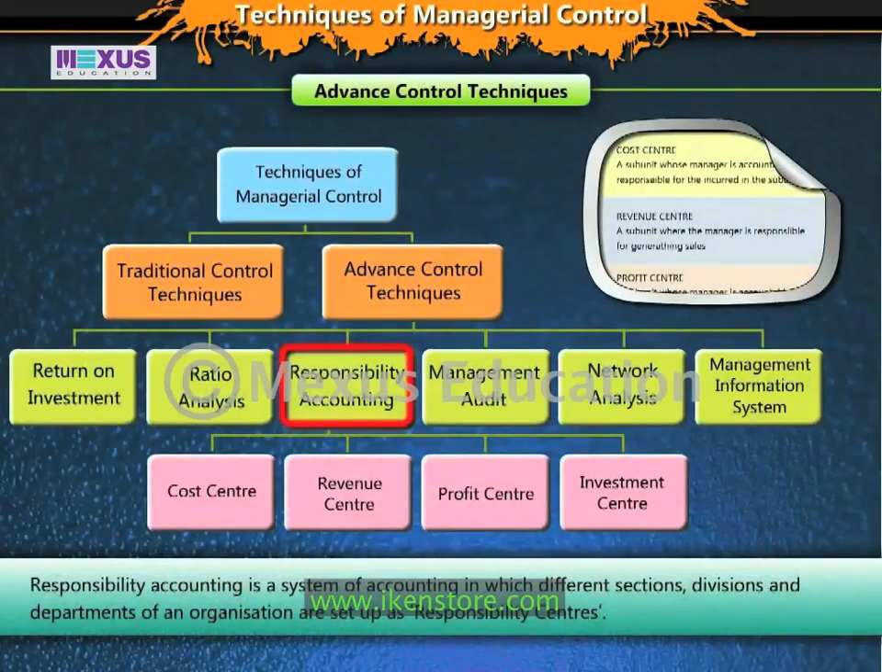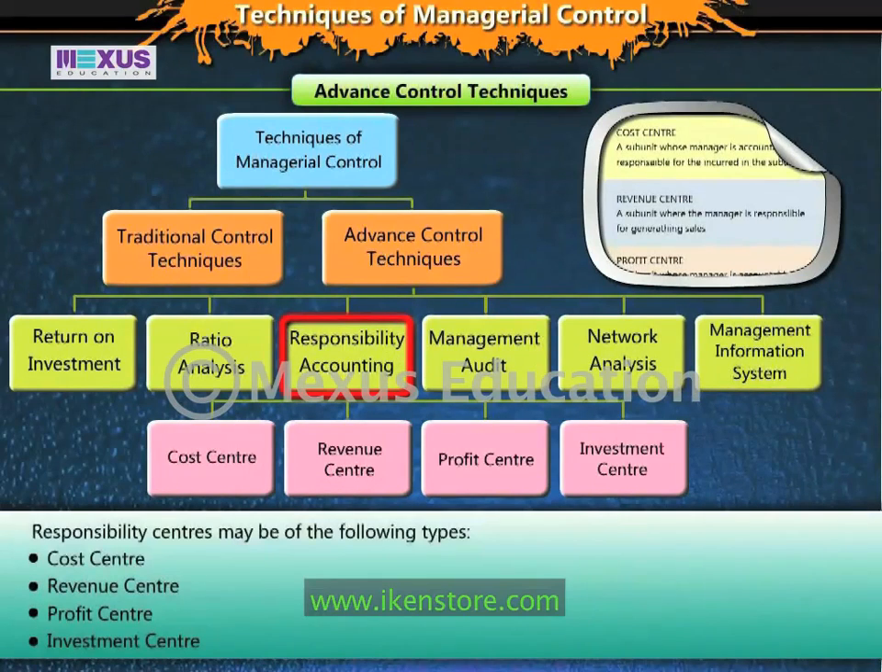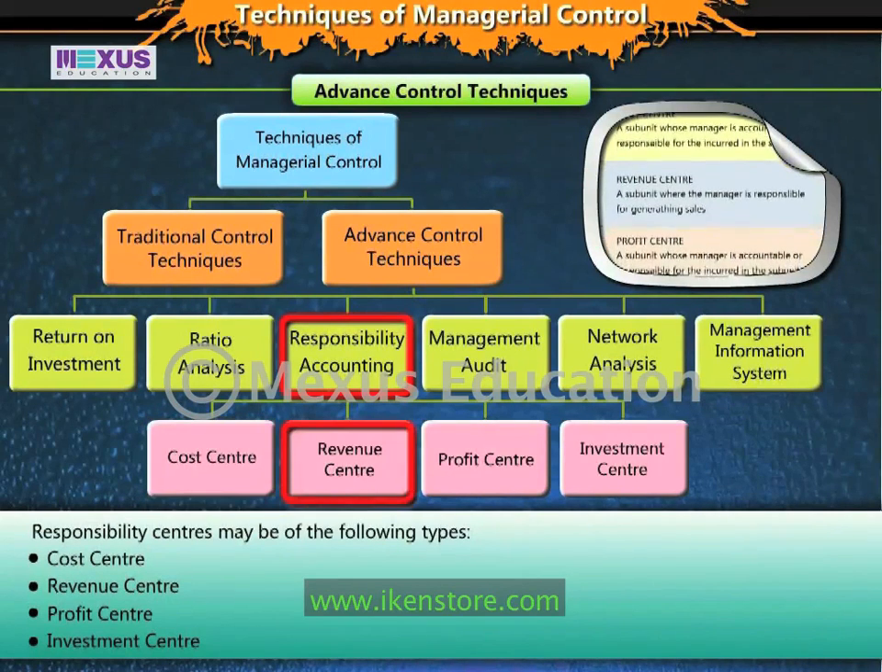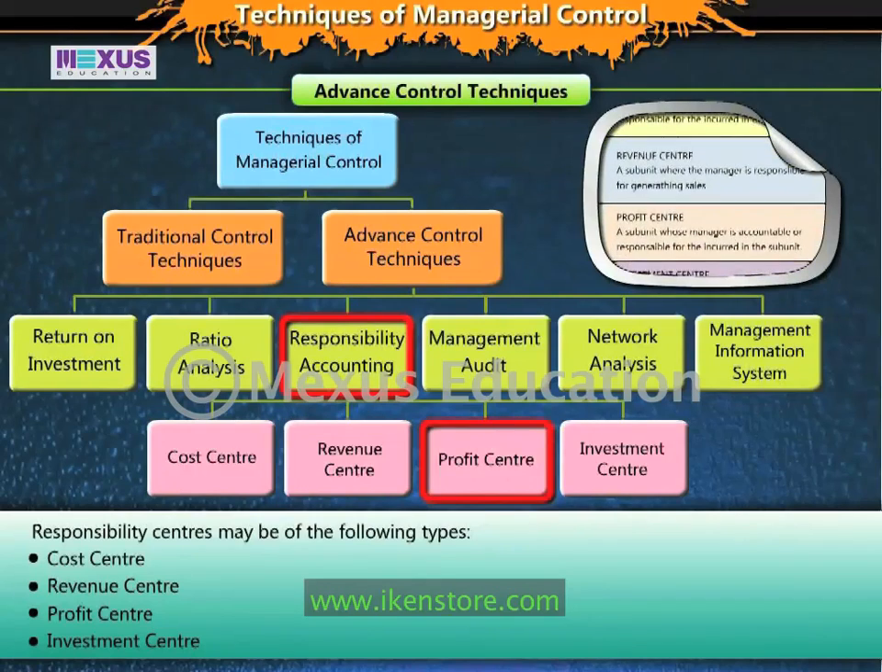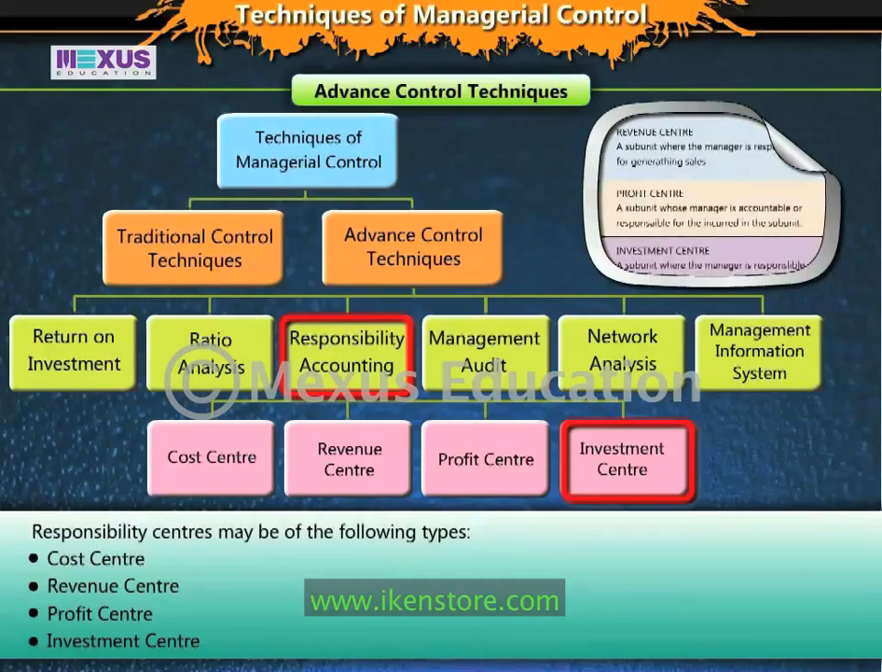Responsibility accounting is a system of accounting in which different sections, divisions and departments of an organization are set up as responsibility centers. The head of the center is responsible for achieving the targets set for his center. Responsibility centers may be of the following types: cost center, revenue center, profit center, investment center.